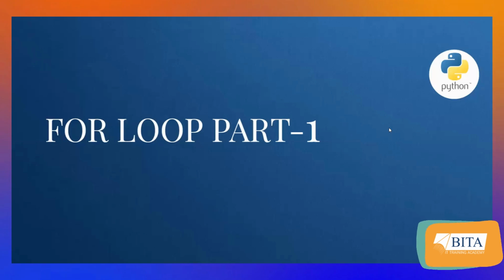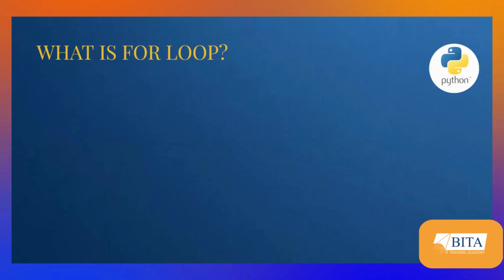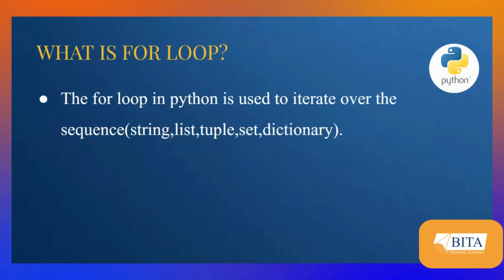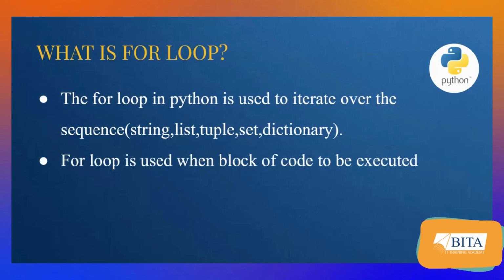Today we are going to discuss for loop in Python. What is a for loop? A for loop is used to iterate over a sequence data type. For example, we have different data types: string, list, tuple, set, dictionary. If you want to iterate over these data types, we can go for a for loop. This for loop will execute over the data type one by one.